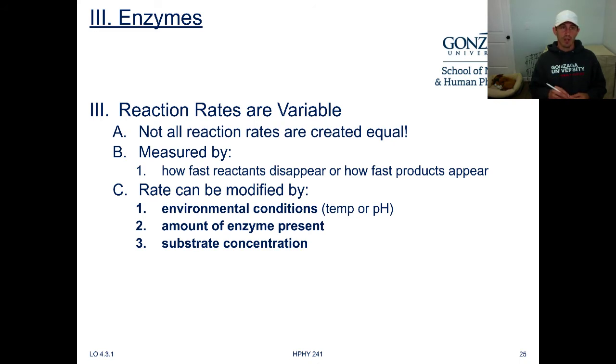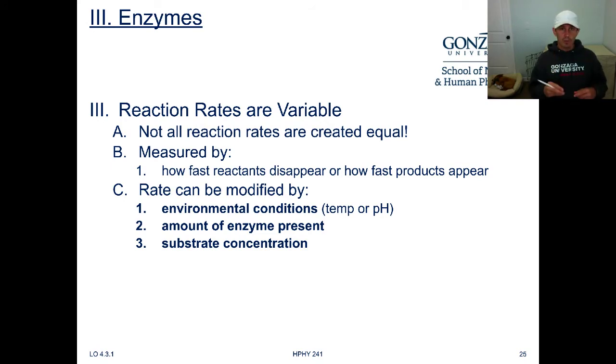Okay, so you can imagine if you had one molecule of enzyme, it could only bind with one substrate at a time. If you had 1,000 molecules of that enzyme, it could bind 1,000 molecules of its substrate. So that would speed up the reaction. As well as the substrate concentration. So let's say you had 5 molecules of your enzyme and 5 molecules of your substrate.